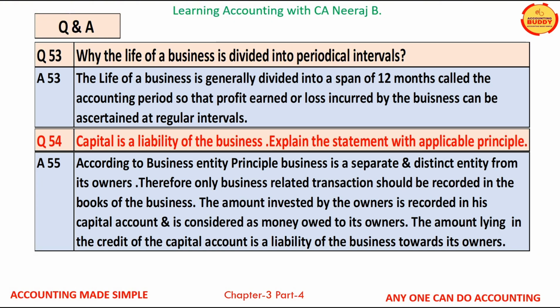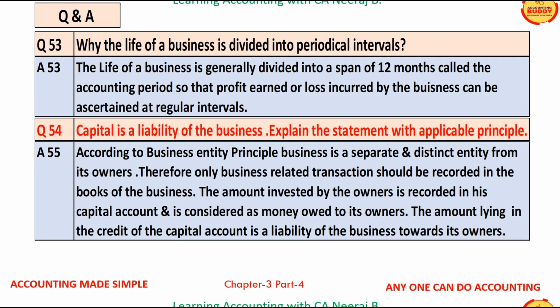The amount invested by the owners is recorded in his capital account and is considered as money owed to its owners by the business. The amount lying in the credit of the capital account is a liability of the business towards its owners.